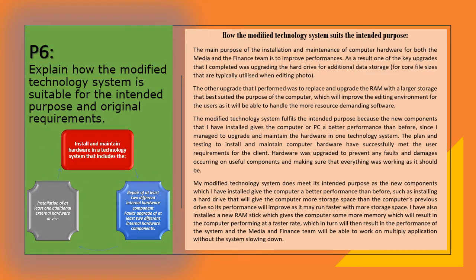For your P6, you're going to explain how the modified technology system is suitable for the intended purpose and original requirements. This is a sample, as I usually say, as well as a sample assessment. You want to read it and just use it as a guide to complete P6. For P6, you're going to write about all the different upgrades and maintenance you have done for the client, and if it has met the purpose that the client intended the system to be used for, and also if it has met the client requirements.